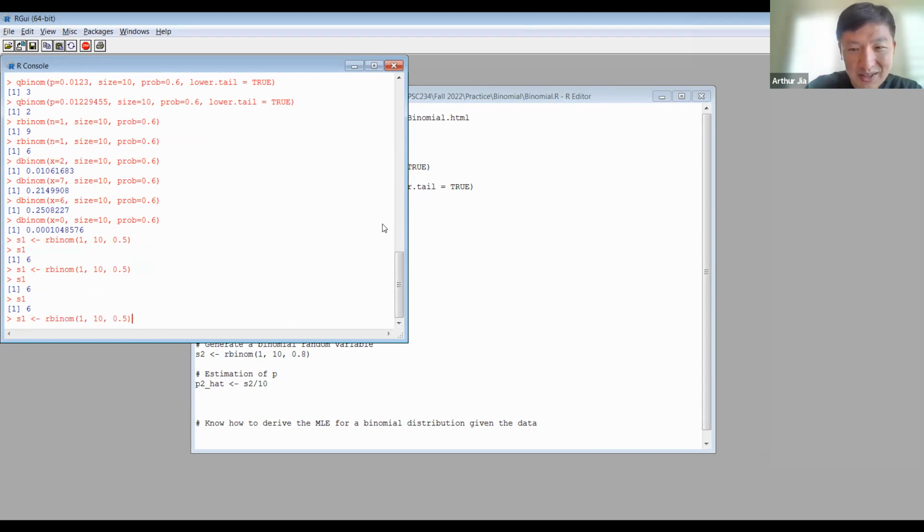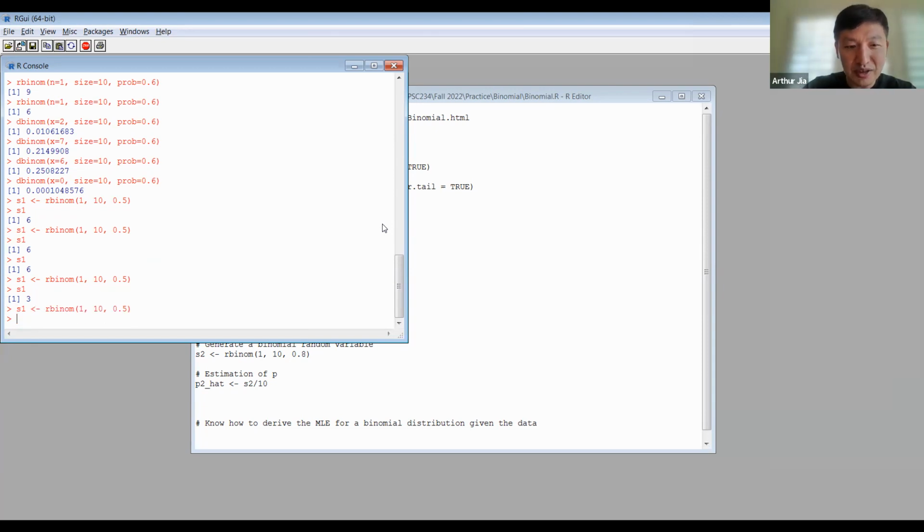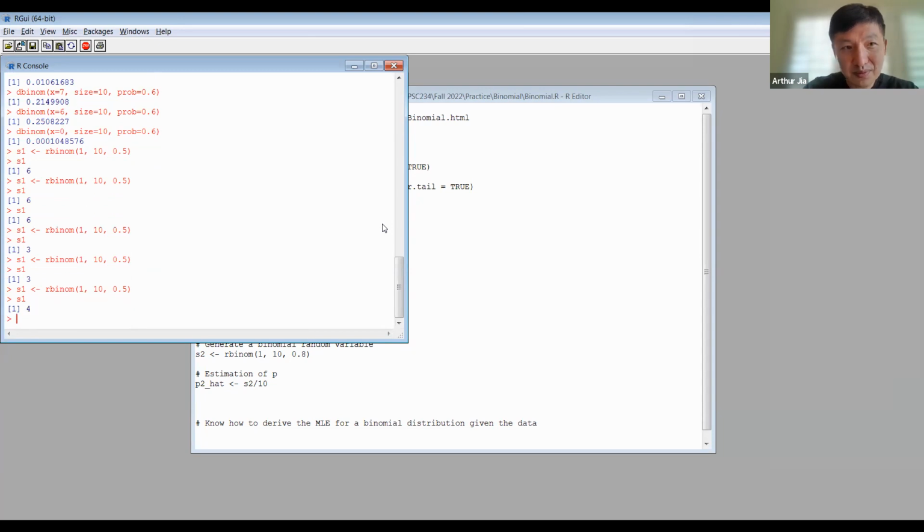Let me do this again. This time we got a 3. This is a random variable. 3 is possible, but it is less likely to come out from this experiment. So this is what we do here. If you keep doing this, you're going to see different values. You see 4. So this is another realized value for this random variable, right?